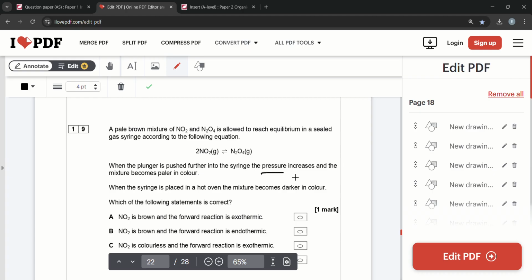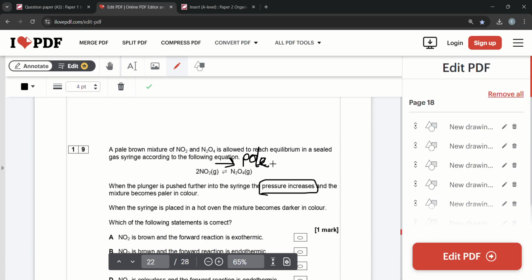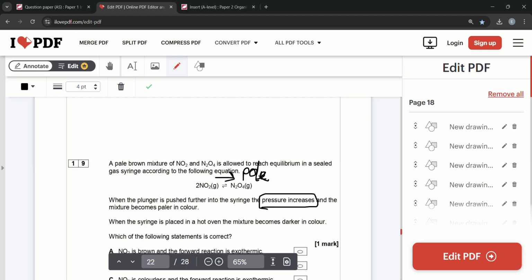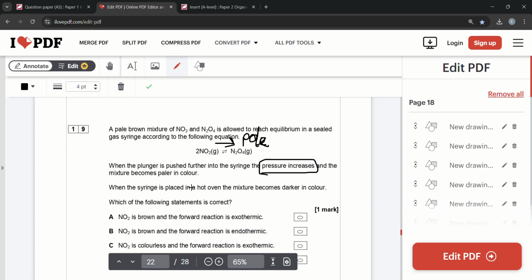Well, if the pressure increases, equilibrium is going to shift to the side with fewer moles of gas to oppose the increase in pressure. So it's going to shift to the right hand side. There's only 1 mole of gas here, and the mixture becomes paler in color. That tells me this is the pale one, because it becomes more pale in color.